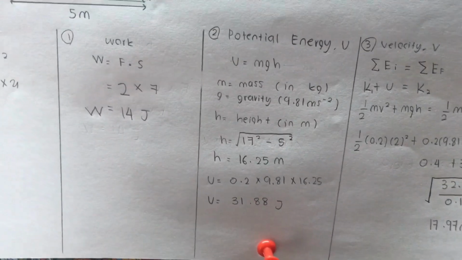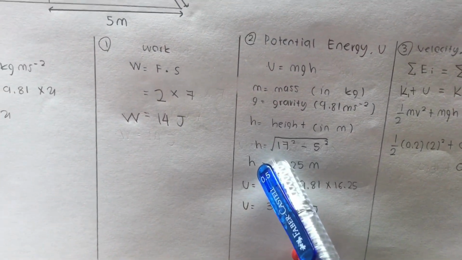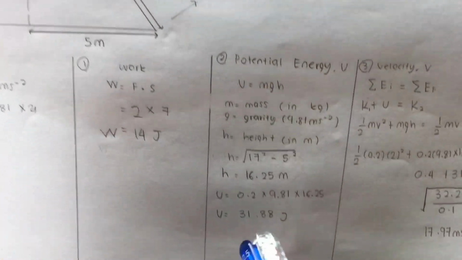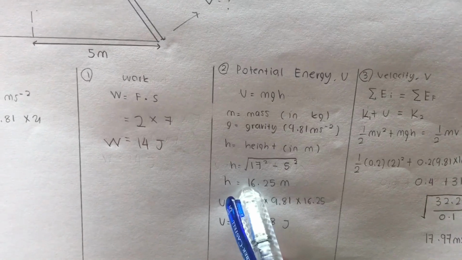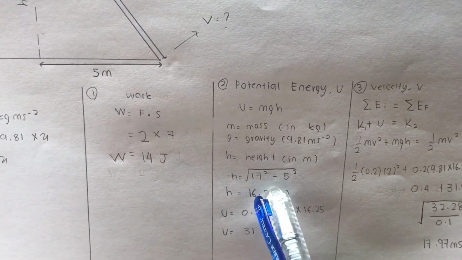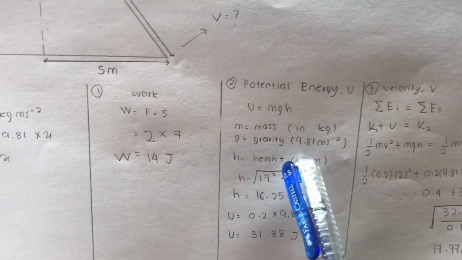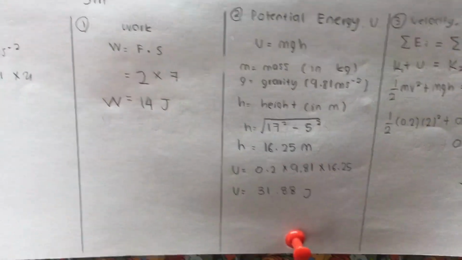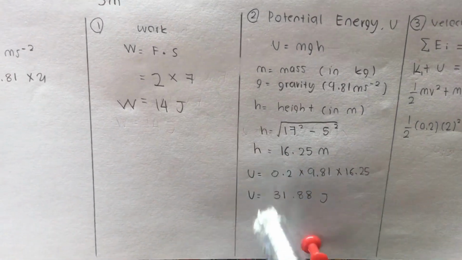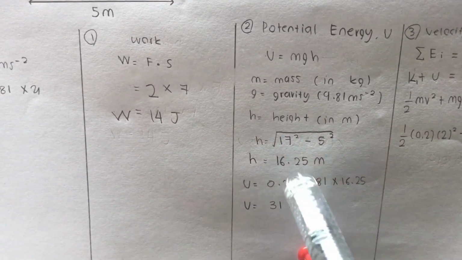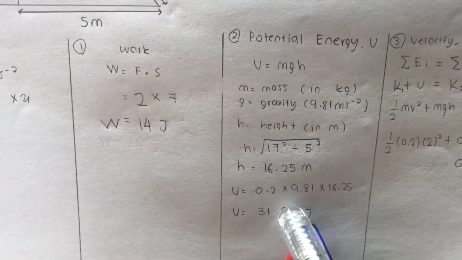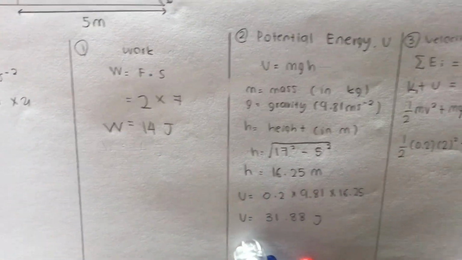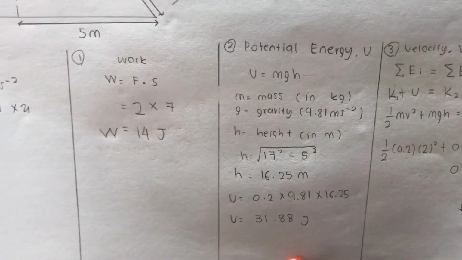For the height, we need to use the Pythagoras theorem to find this. So 17 to the power of 2 minus 5 to the power of 2, square root, and we got the answer 16.25 meter. So we just put the values into the formula: 0.2 for the mass, g is 9.81 and the height is 16.25. So the answer is 31.88 joule.